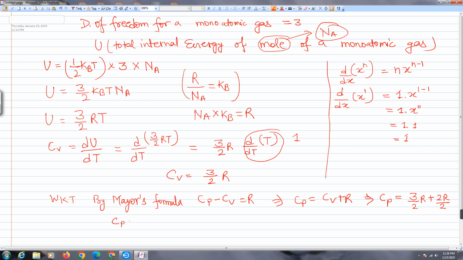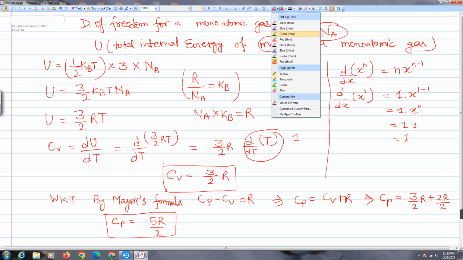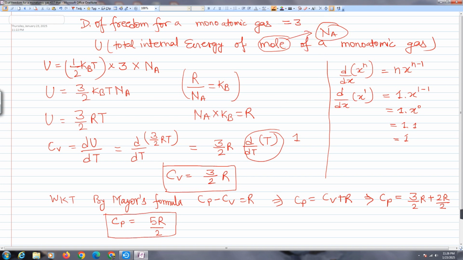So that's why the value of Cp comes out 5R divided by 2. So these are the two values of Cv and Cp. From here, if we want to find the value of specific heat ratio, one more important thing, which can be written as gamma, the value of gamma we are going to find now. So gamma can be written as Cp upon Cv.